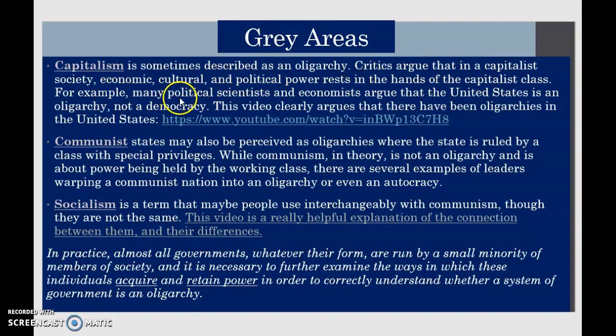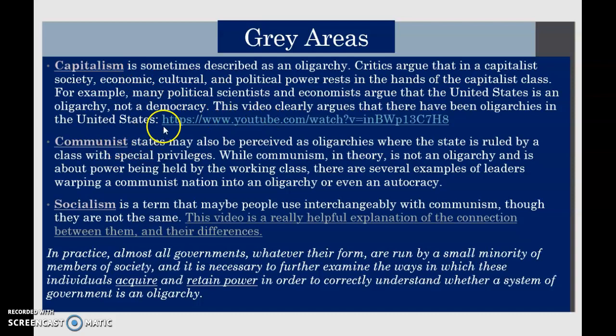So many political scientists and economists argue that the United States is an oligarchy and not a democracy. And here is a video that clearly presents that argument, and it's presented actually by an economist, a very famous one, and he draws it out in cartoons. So this is really an informative video. I suggest you look at it for capitalism.